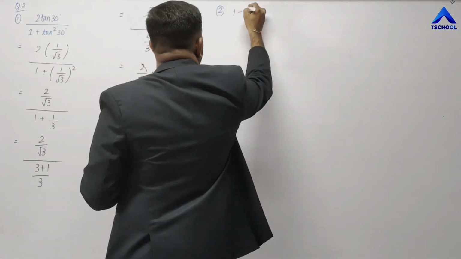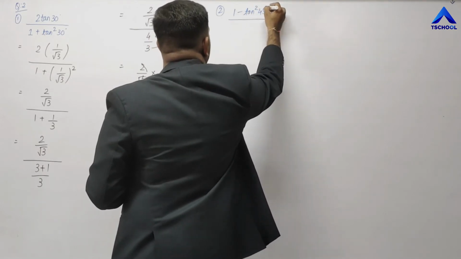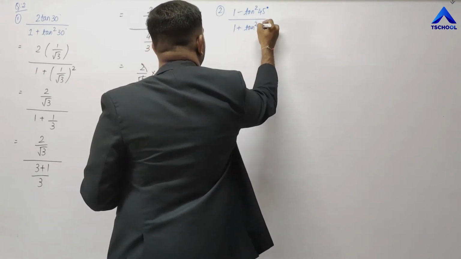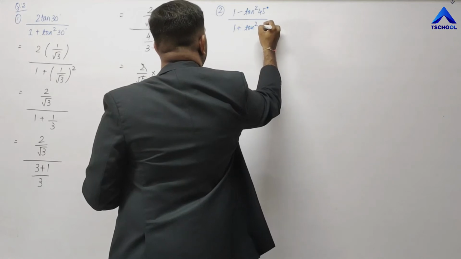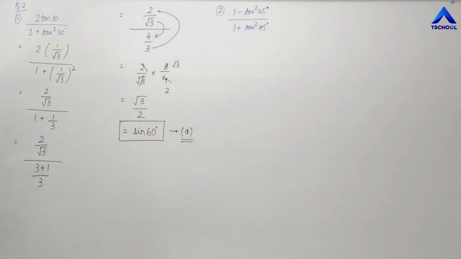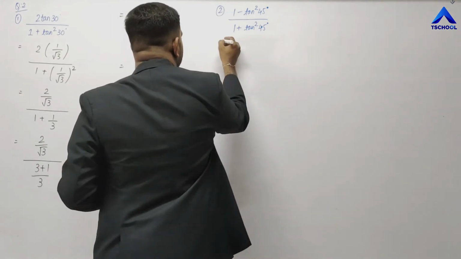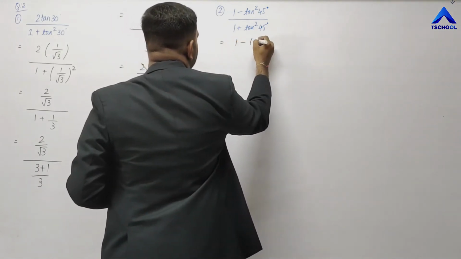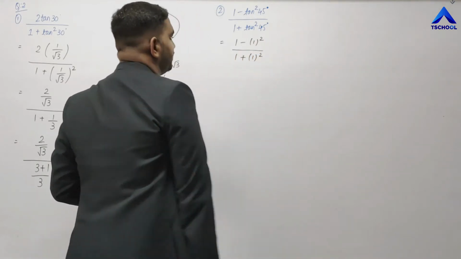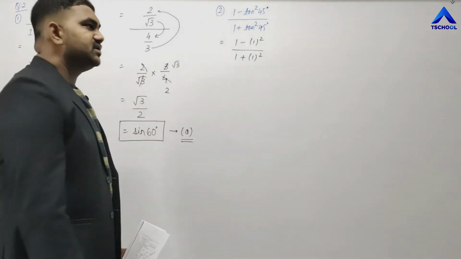That is 1 minus tan square 45 degree upon 1 plus tan square 45 degree. And you need to again find out the answer in the form of a ratio, or there are two numerals also given. So you need to replace the value in both places as 1. Wherever you see tan 45, that is equal to 1.